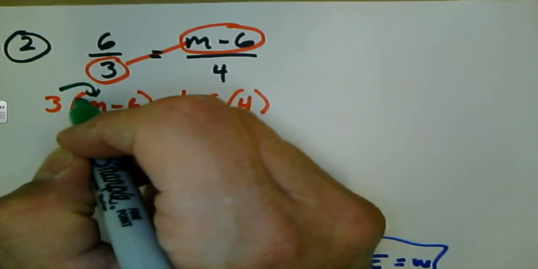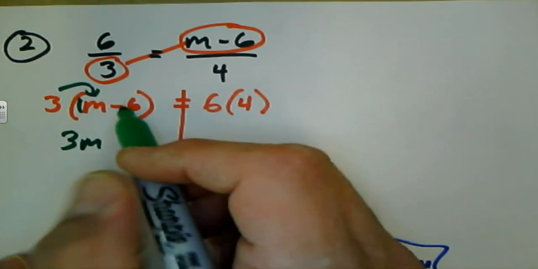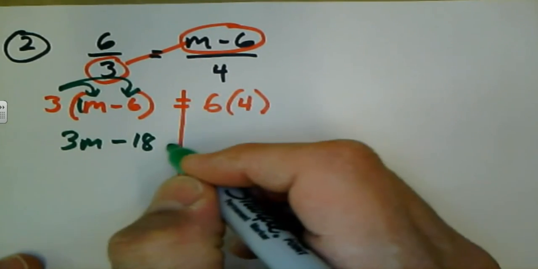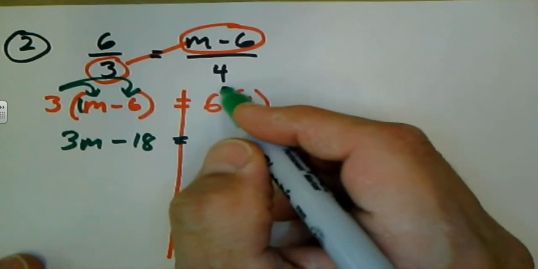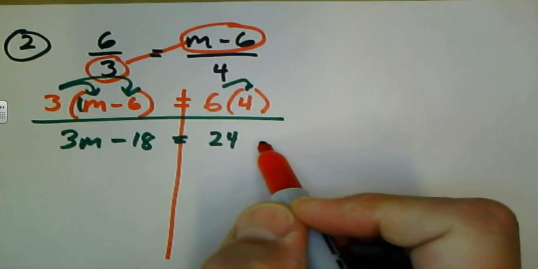All right, our steps. Distribute. 3 times 1, 3. Add the m's, just 1 m. 3 times negative 6, negative 18. Equals, and 6 times 4, 24. There is no combined like terms. There is no extra variable.